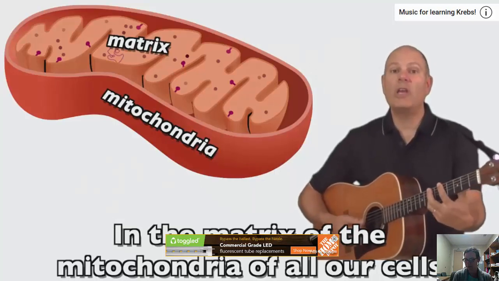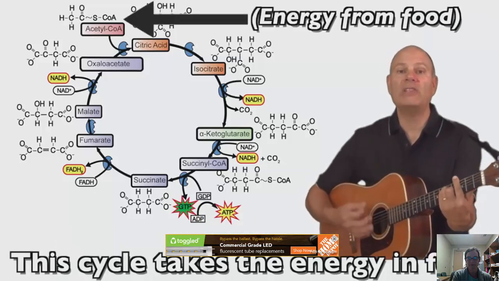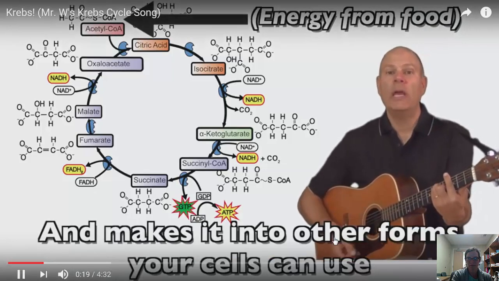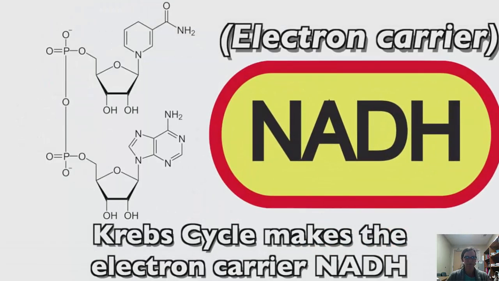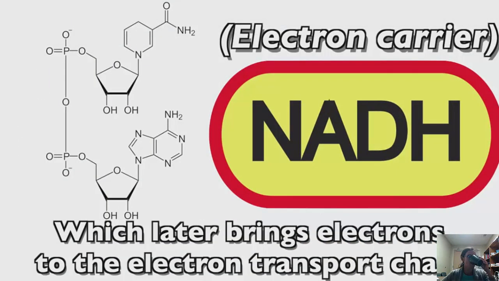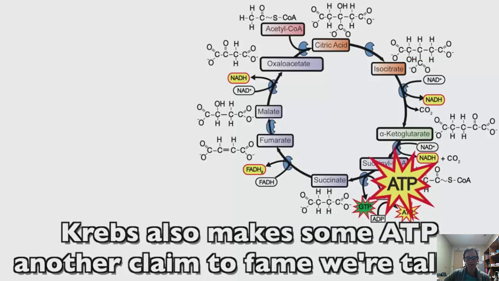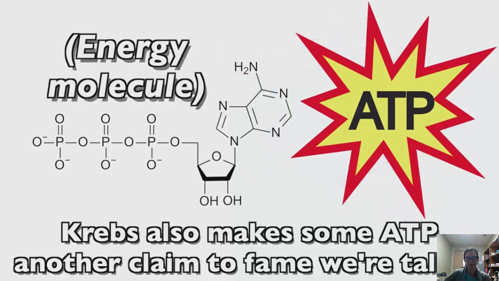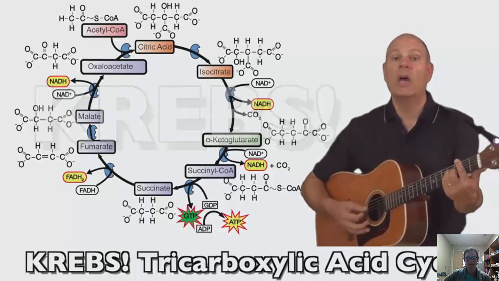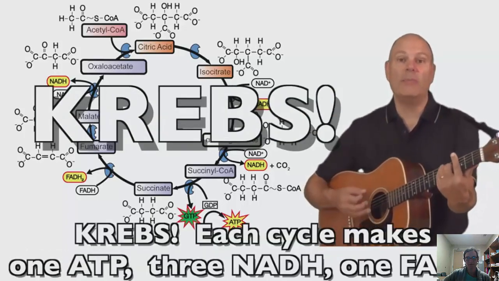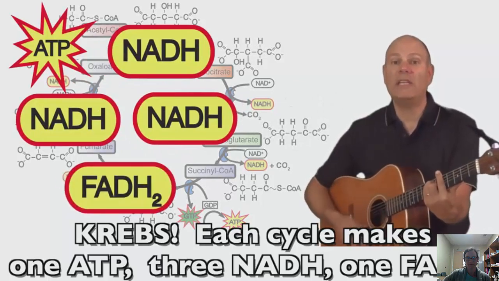Matrix of the mitochondria of all our cells is a cycle of reactions that won Krebs a Nobel Prize. The cycle takes the energy in food and makes it into other forms your cells can use. Krebs cycle makes electron carrier NADH, which later brings electrons to the electron transport chain. And Krebs makes FADH2, its function is the same. Krebs also makes some ATP, another claim to fame. We're talking Krebs. It's a citric acid cycle, Krebs. Tricarboxylic acid cycle, Krebs. Each cycle makes 1 ATP, 3 NADH, 1 FADH2.